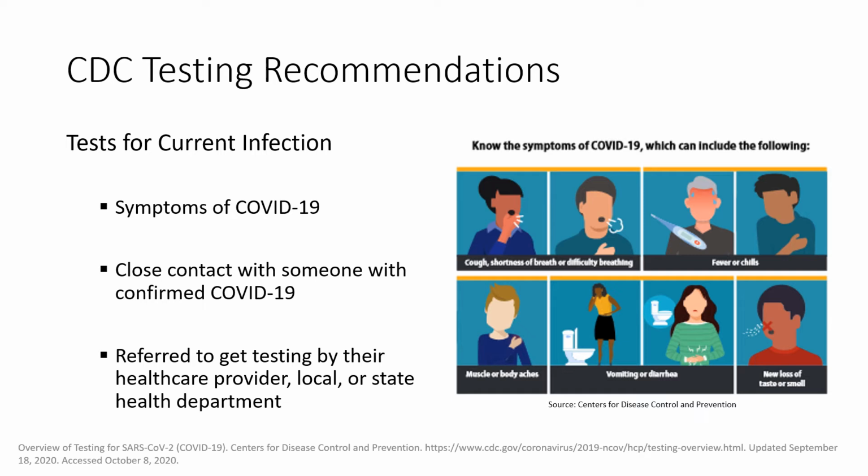Individuals who have been in close contact with someone with confirmed COVID-19 should also be tested for current infection. For COVID-19, a close contact is anyone who is within 6 feet of an infected person for at least 15 minutes. These individuals should be tested to help prevent asymptomatic and pre-symptomatic transmission. An infected person can spread COVID-19 starting 48 hours before they begin experiencing symptoms or when a test will be positive.